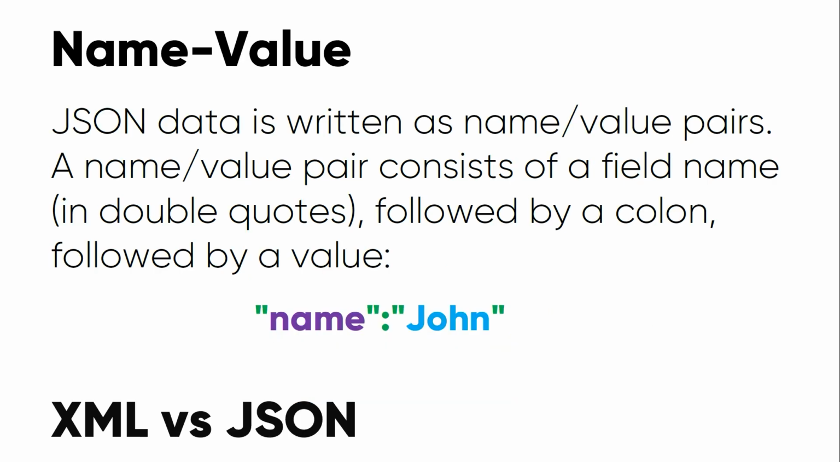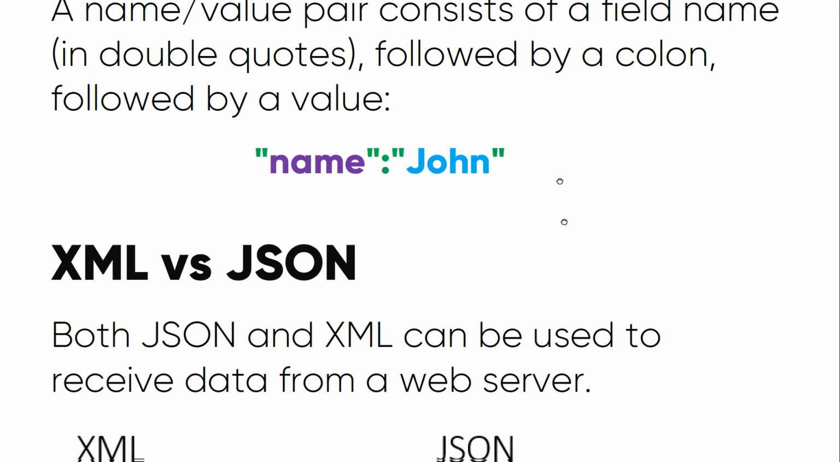But for now, let's learn about the syntax, the name value syntax. JSON data is written as name value pairs. A name value pair consists of a field name in double quotes, exactly like this, name, followed by a colon, followed by a value. So name, a colon, and then the value of the name. This is a name value pair. This is a simple block of JSON data.